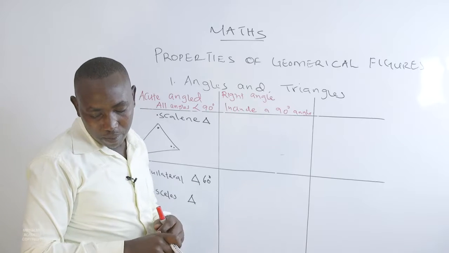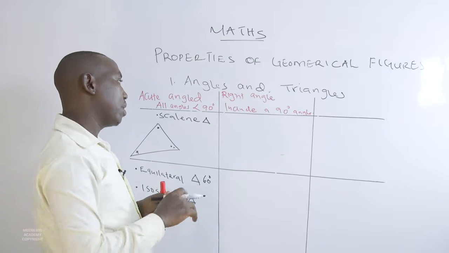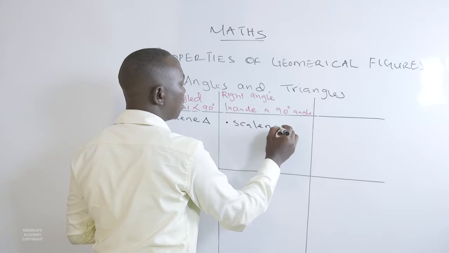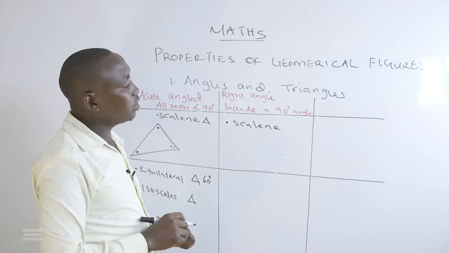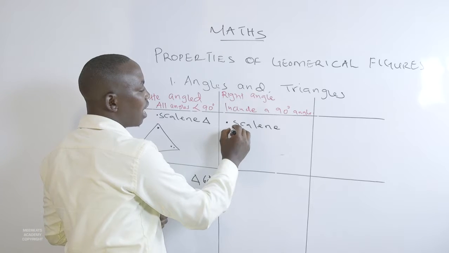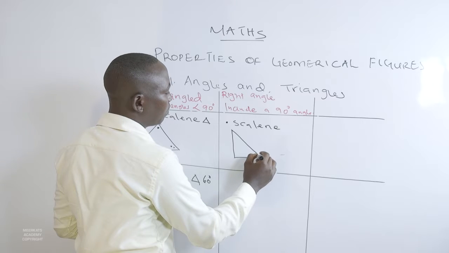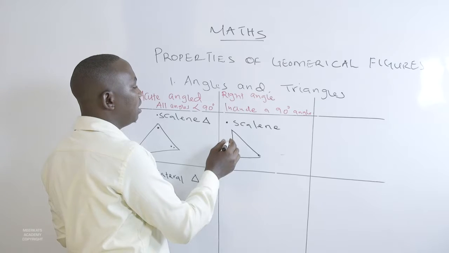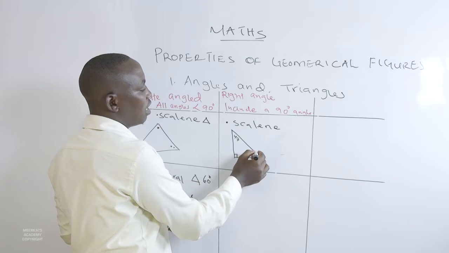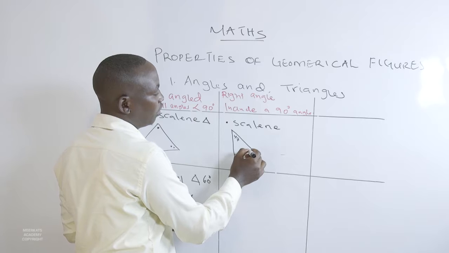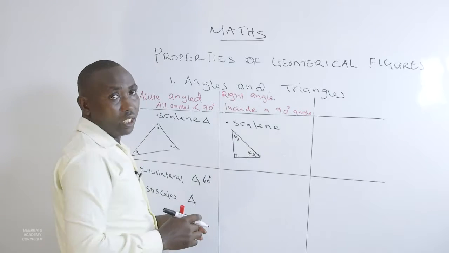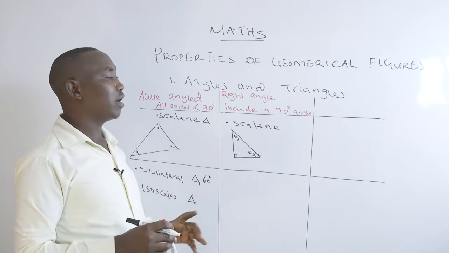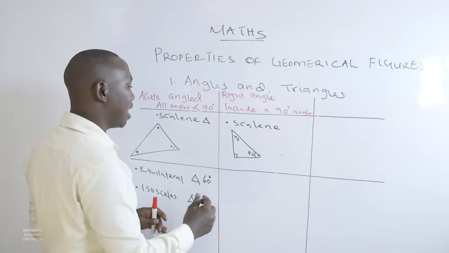And of this type, there are two. One, we can have a scalene, and in this scalene triangle, one of the angles is 90 degrees, but the other two are not equal. Maybe this is 47, the other one will be 42. So you'll discover that all the angles are not equal, and therefore all the sides are not going to be equal, therefore it's referred to as a scalene.